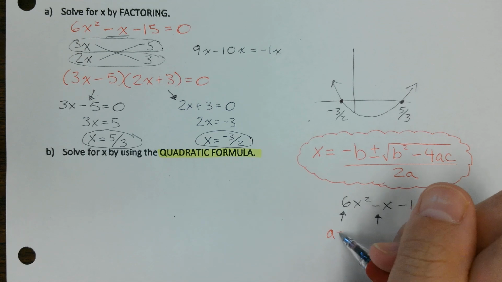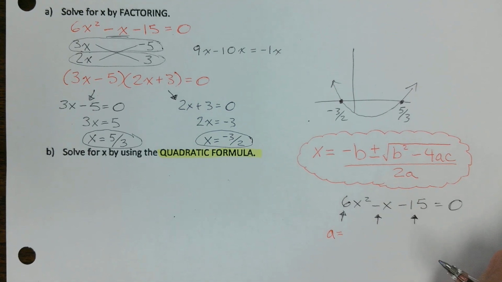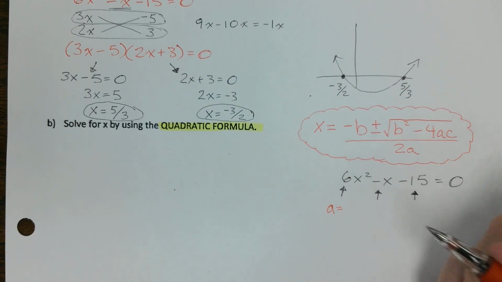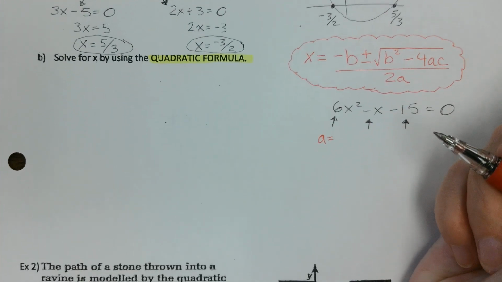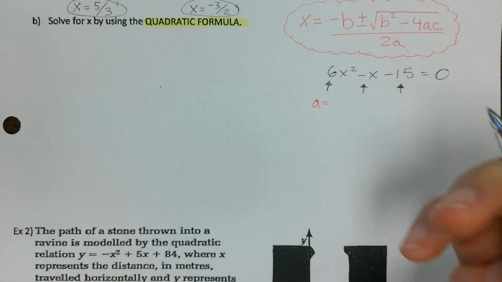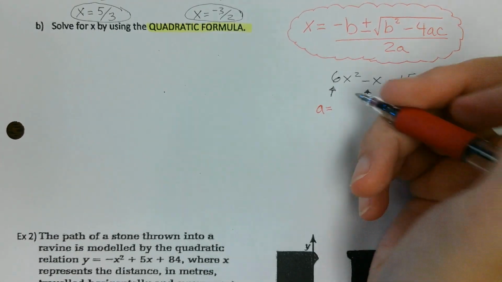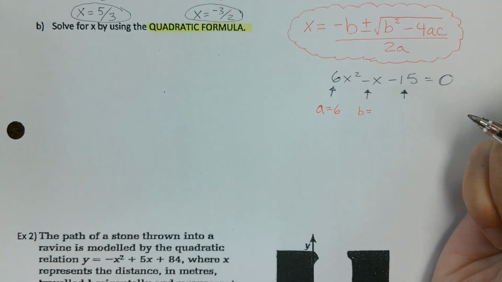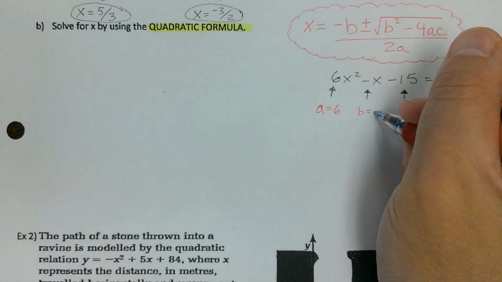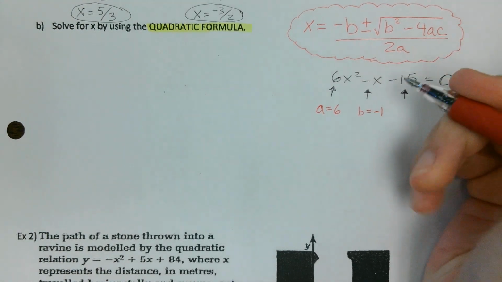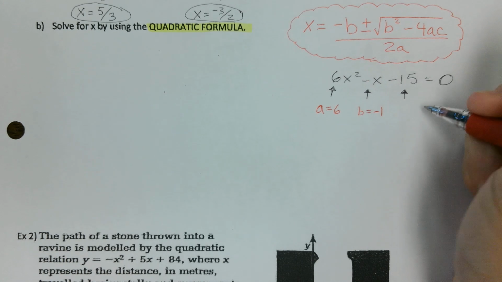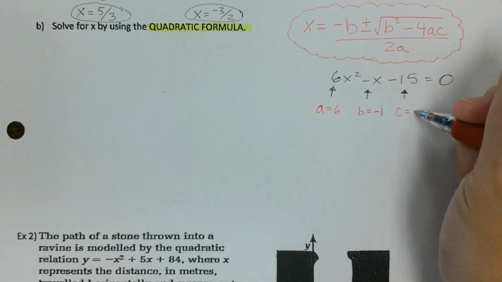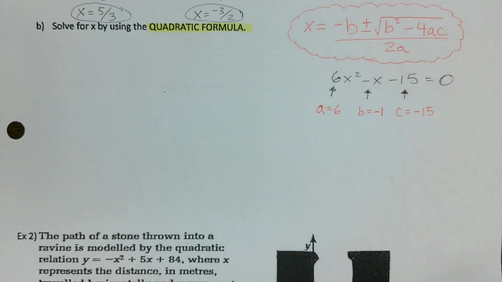What is A? What's my coefficient here in front of the x squared? There, I'll move it up. What's my coefficient? 6. What's my B? Think again. -1. That's right. Negative. So it's -1. And so C is -15. Good job.